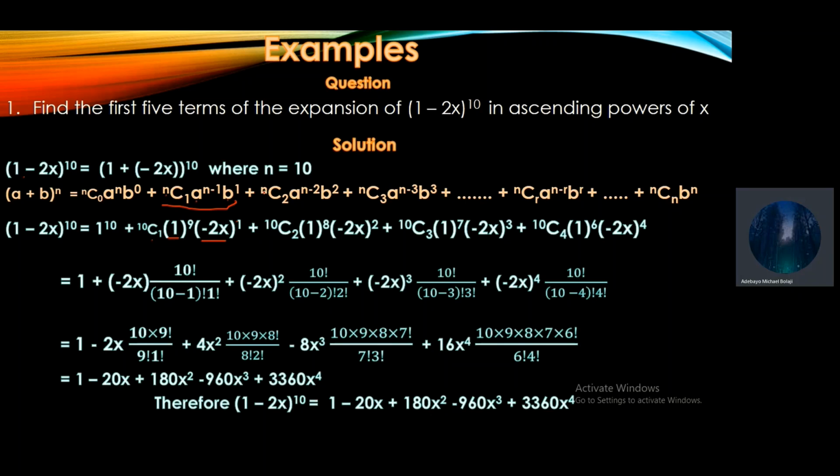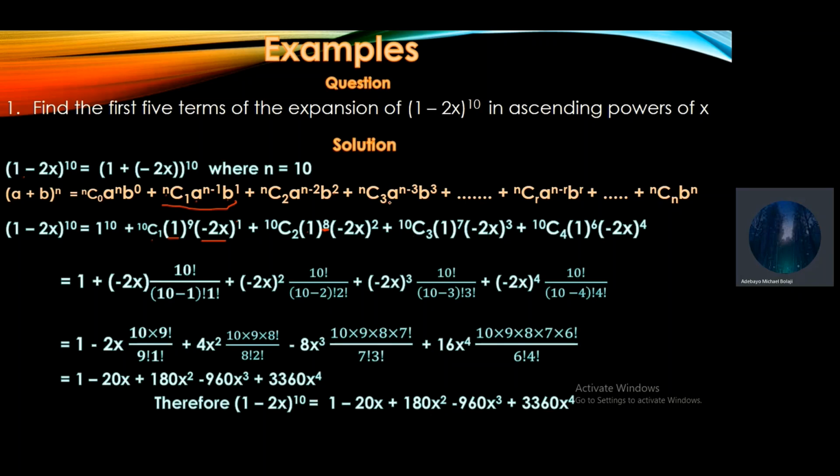Our third term says n combination 2. That's 10 combination 2. Then a is equal to what? Is equal to 1. Our n is equal to 10. 10 minus 2 is equal to what? 8, right? That's how we got 8 here. Our b is equal to what? Minus 2x. And what do we have here? 2, right? So minus 2x raised to the power of 2. Okay, these are 1, 2, 3, our third term. Let's go to our fourth term.